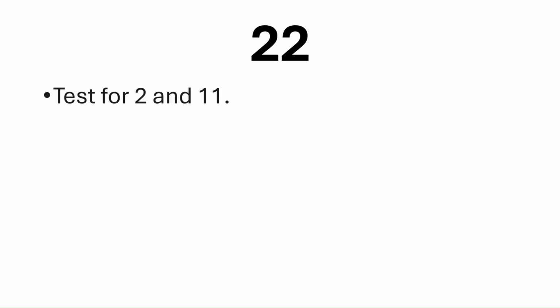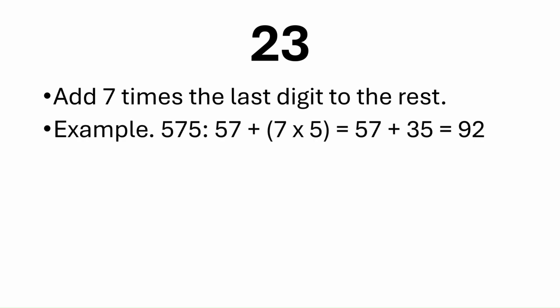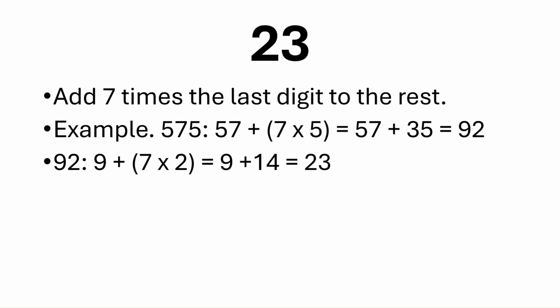22. Test for 2 and 11. 23. Add 7 times the last digit to the rest. Example: 575. 57 plus 7 by 5 equals 57 plus 35, which is equal to 92. You can repeat till you get an obvious multiple of 23. 92: 9 plus 7 by 2 equals 9 plus 14, which is 23. 24. Test for 3 and 8.